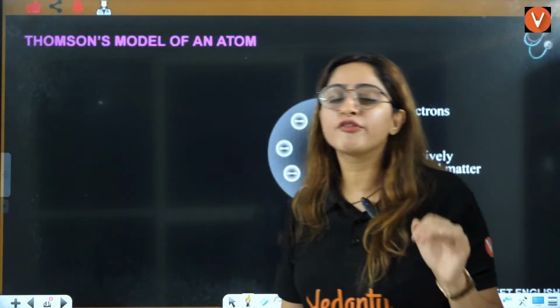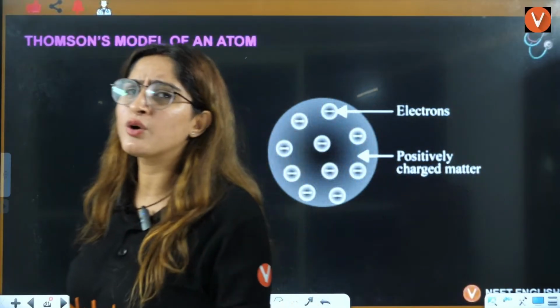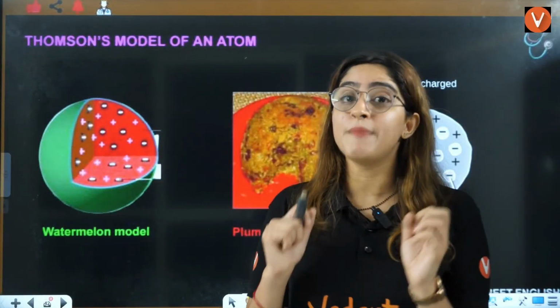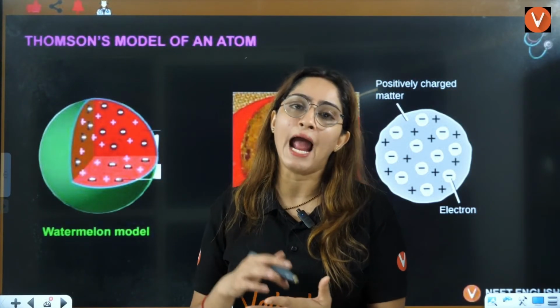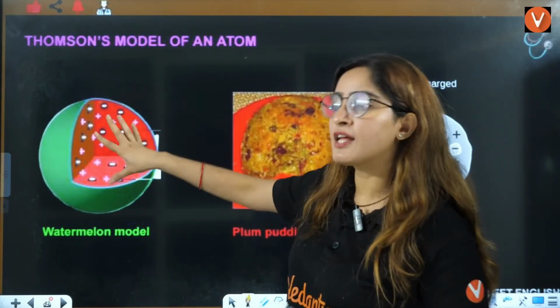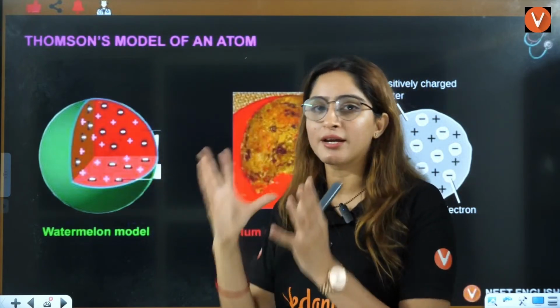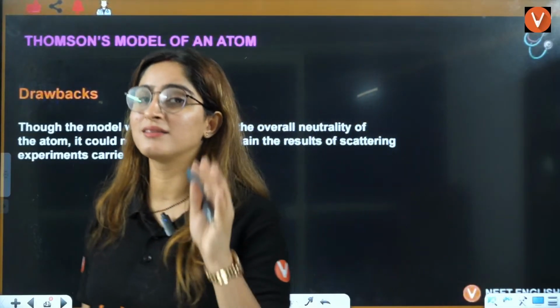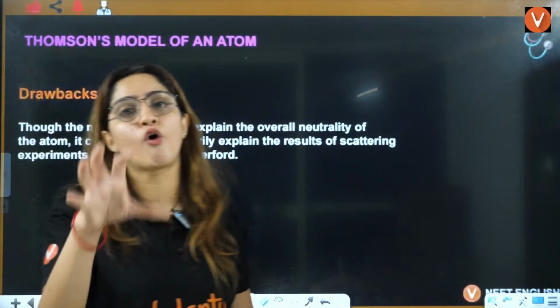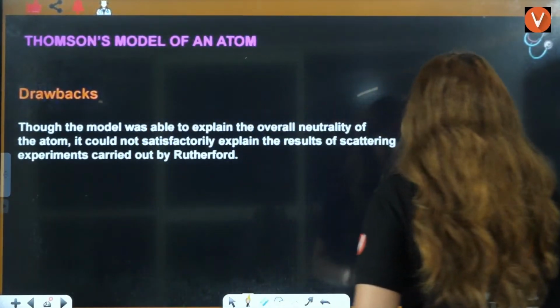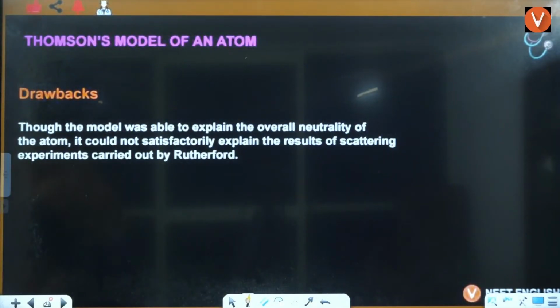Now, if you talk about the Thomson model, that was a good model. His merit was that he was able to tell that the atom is electrically neutral. He said that the positive charge is equal to the negative charge in an atom. But there was a major drawback, which lies in the Rutherford model. So I'll tell you that here. Let me just show you that.